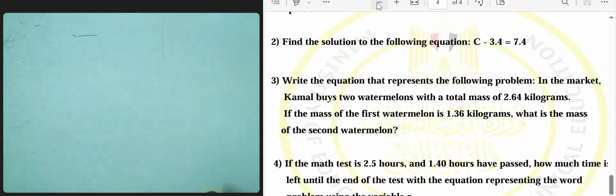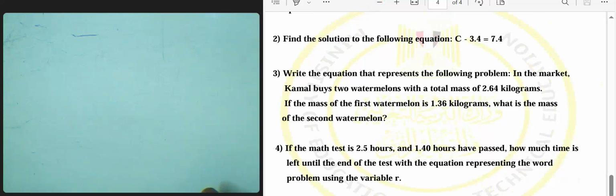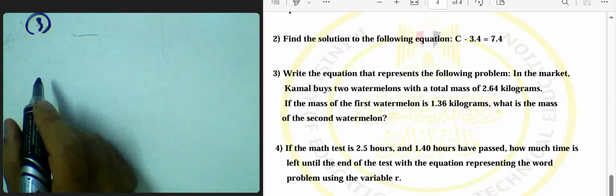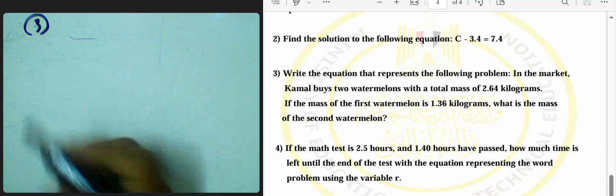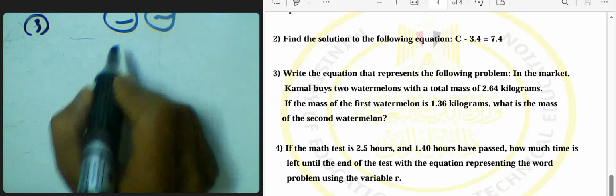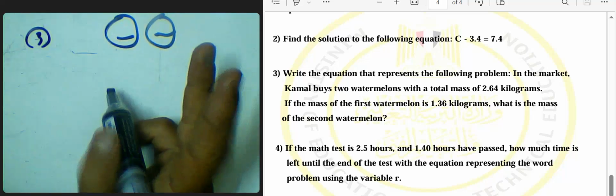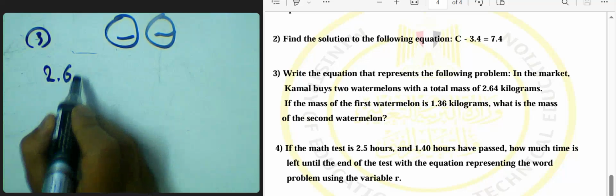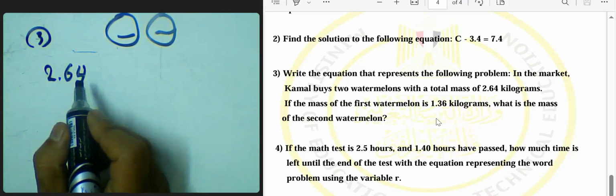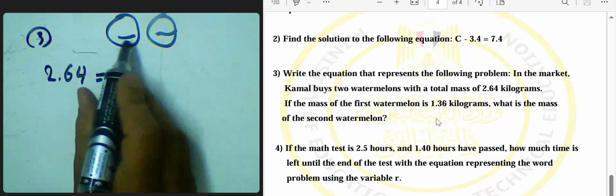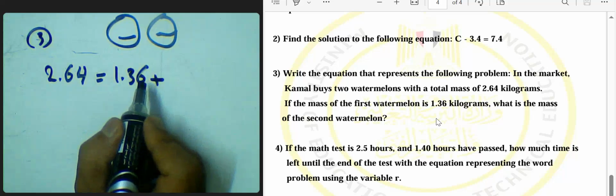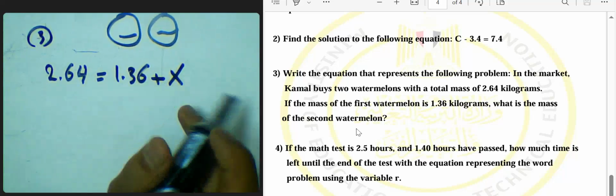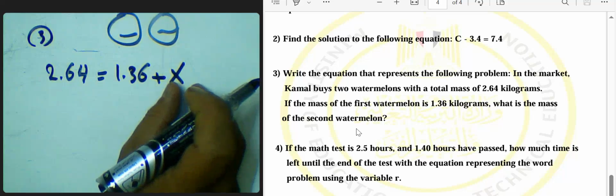Question number 3. Write the equation that represents the following in the market. I want you to write the equation, so understand this well. The question says Kamal bought 2 watermelons with a total mass of 2.2 watermelon. Their total weight together was 2 and 64 hundredths. If the mass of the first watermelon, the weight was 1 and 36 hundredths, what is the mass of the second? We put here x refers to the weight of the second. We assume the second one's weight is x.